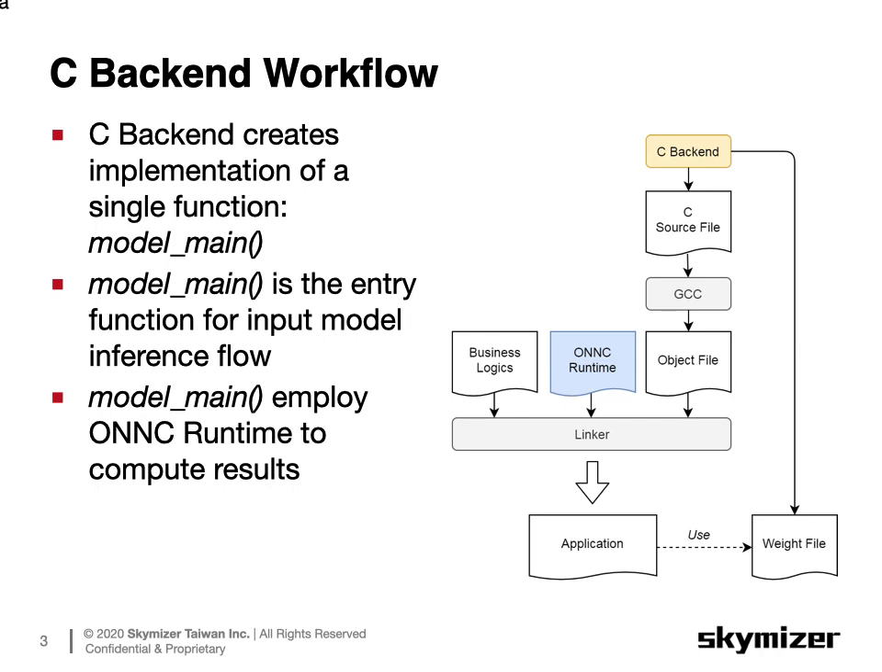This is the C backend workflow. The generated C source file contains a single function, ModelMain, which serves as the entry point of the model inference. ModelMain handles all the memory allocation and operator scheduling, and calls ONNC runtime APIs for operator computation. So users only need to compile and link the generated source file and ONNC runtime library to their own application. Prototypes of ModelMain and other ONNC runtime functions are defined in a single header file.